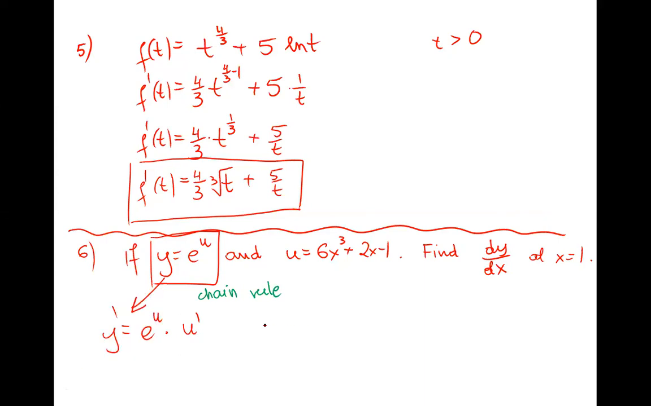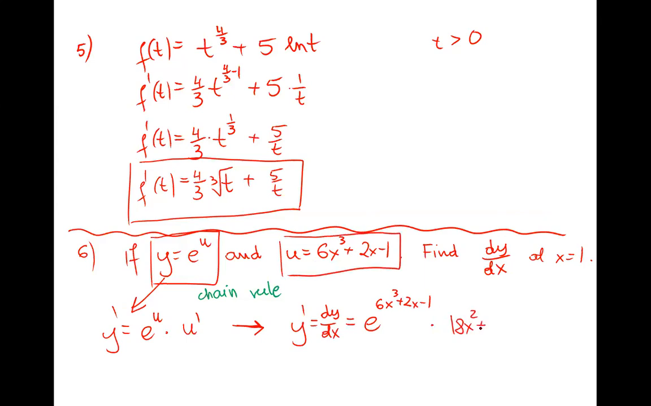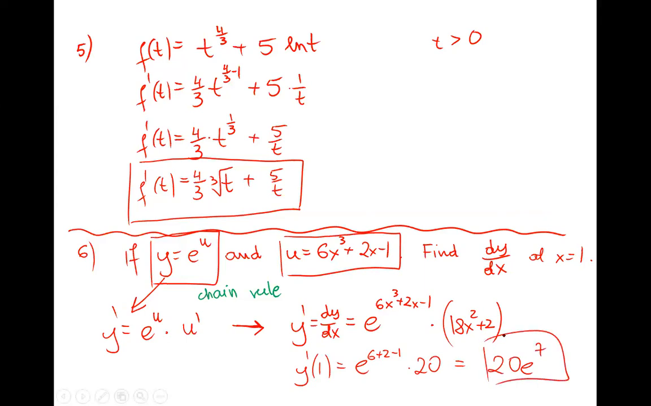Okay, now let's see. That means now y prime will be the derivative of y with respect to x. Let's substitute x. E to the power of u. U is 6x cubed plus 2x minus 1. And times u prime. Derivative of u, nice and easy, 18x squared plus 2. Okay, and let's maybe substitute 1. E to the power of 6 plus 2 minus 1. 18 plus 2 is 20. That means this is 20 e to the power of 7. But we can see that's, yes, that's the chain rule.